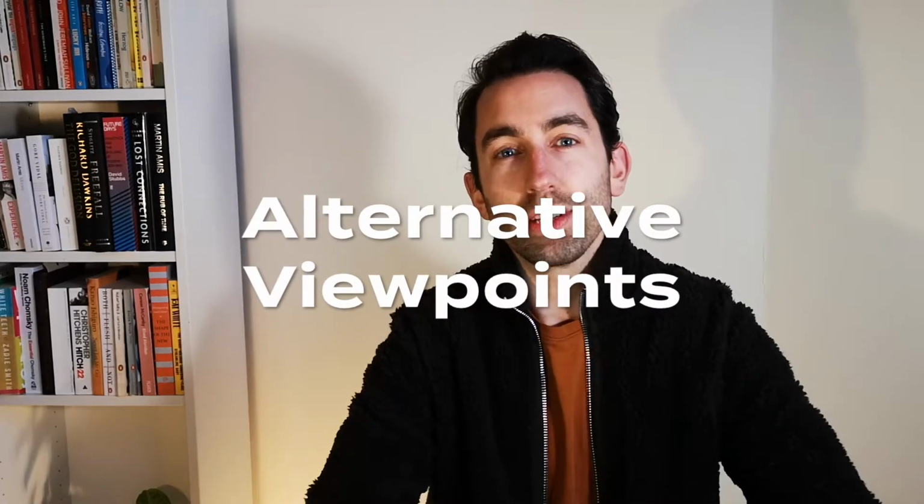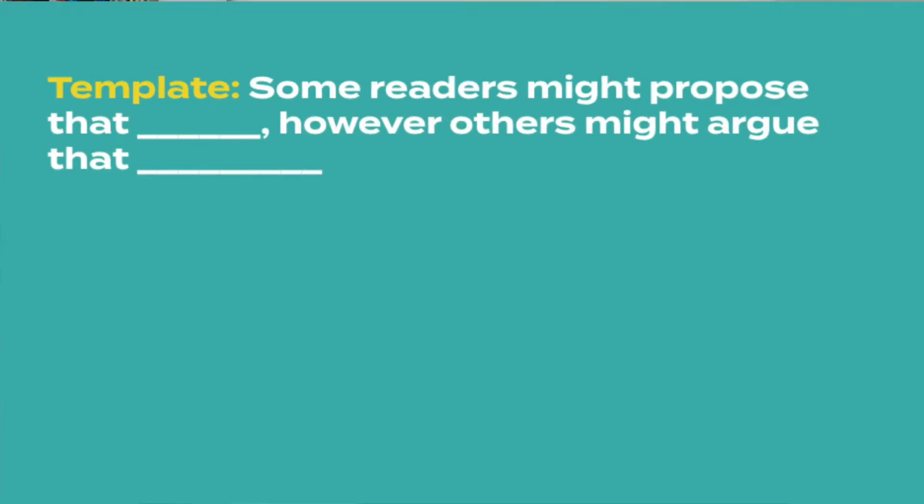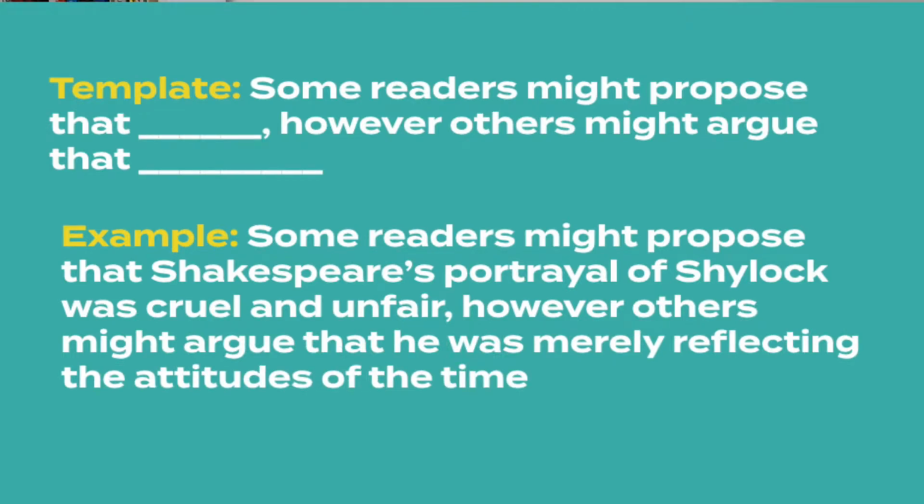Number three, considering alternative viewpoints. Some readers might propose that [interpretation], however others might argue that [interpretation]. Some readers might propose that Shakespeare's portrayal of Shylock was cruel and unfair, however others might argue that Shakespeare was merely reflecting the attitudes of the time.